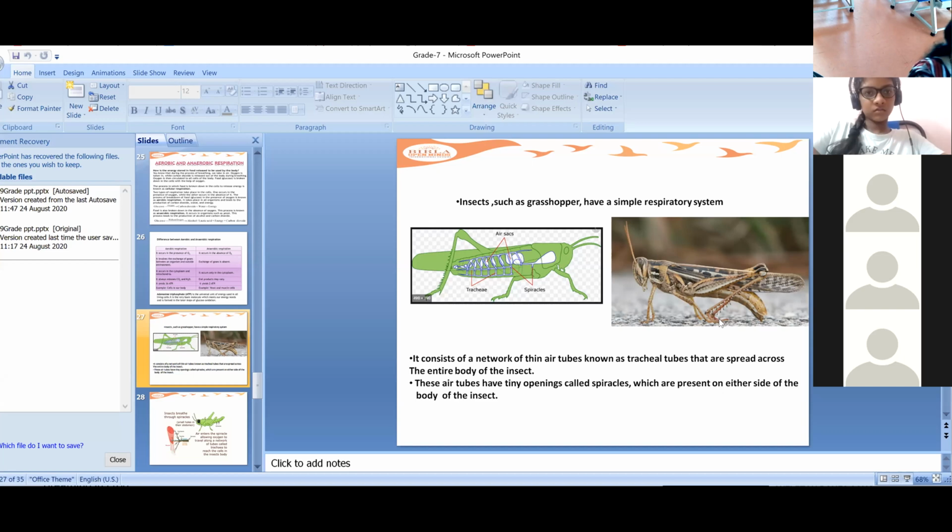So in the case of a grasshopper, they have a simple respiratory system with holes on both sides of the body. These holes are called spiracles. Yes, the holes present on either side of the body of a grasshopper are called spiracles.